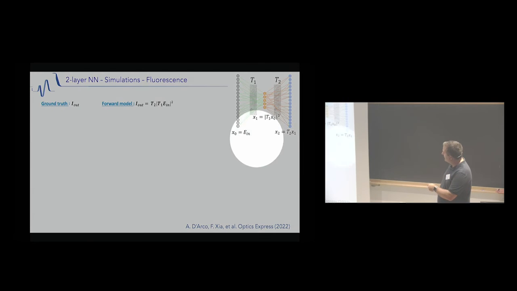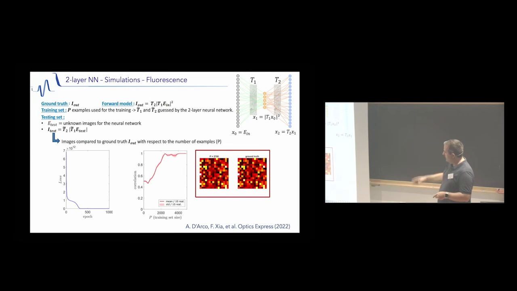So with fluorescence, you can write the nonlinearity in the middle as a modulus square, and then you just sum the intensity on the camera. So there is no nonlinearity on the last layer in this case. And we could show that as we train, the loss function goes down nicely to 0. The correlation of the output goes nicely to 1. So we should be able to have the two transmission matrices in a global way like that.